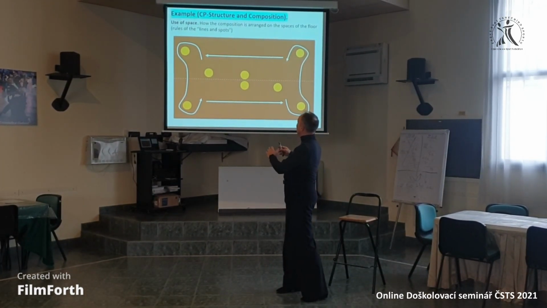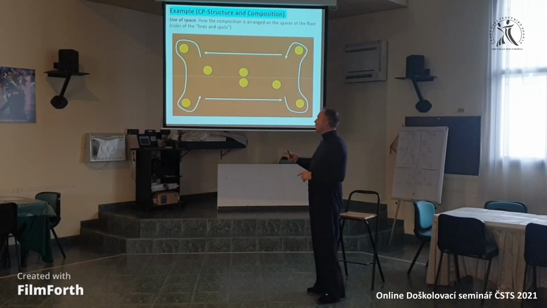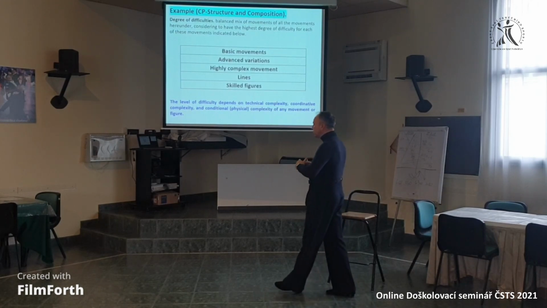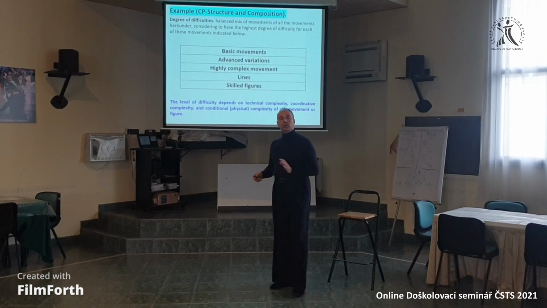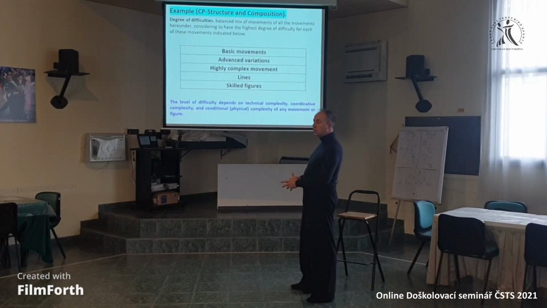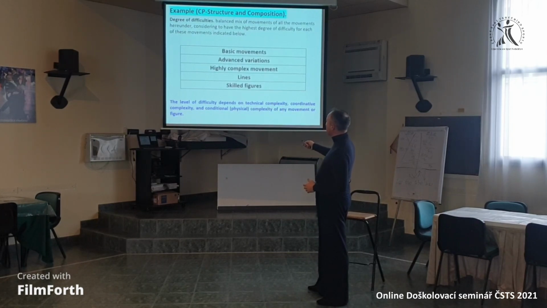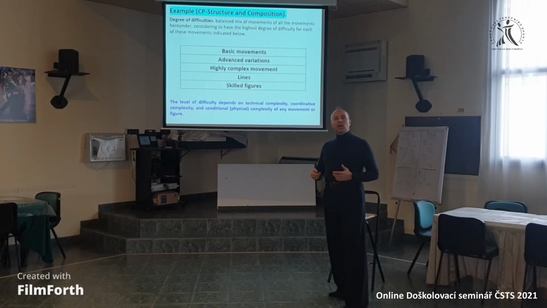Now the next point for structure and composition, the last keyword, is degree of difficulties. For this you need really a lot of experience, because first of all you have to understand which type of movement there is in the choreography. Types of movement are basic movement, advanced variation, highly complex movement, lines and skill figures. About this, it's important to know also the level of difficulty of each one of these.